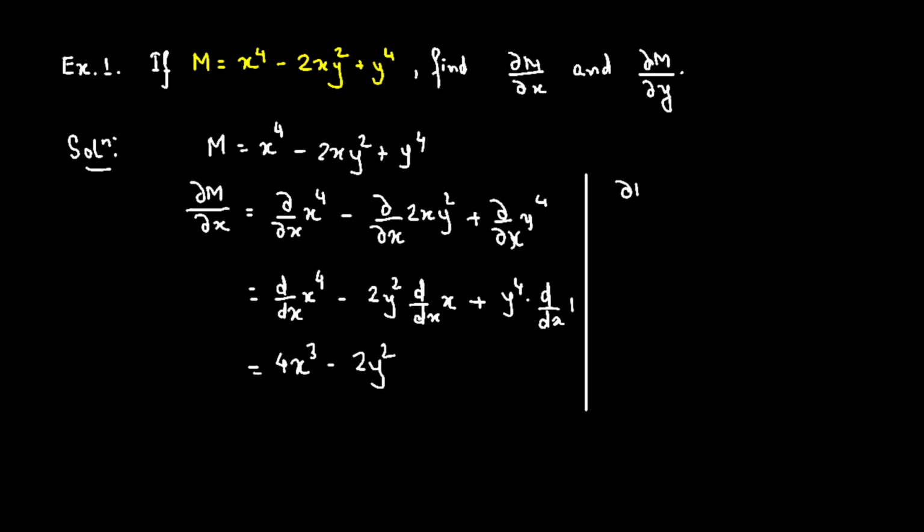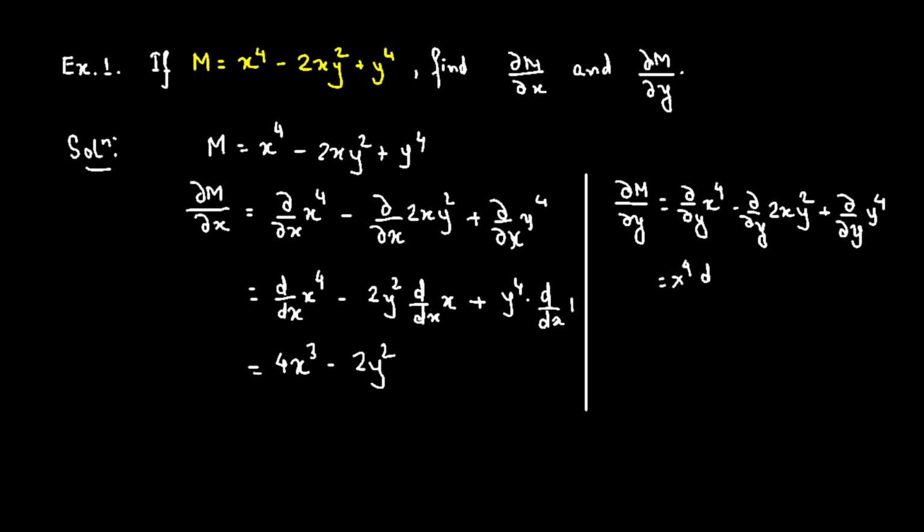So now we are going to partially differentiate m with respect to y. So we consider the function m and we're going to take ∂(x^4)/∂y minus ∂(2xy^2)/∂y plus ∂(y^4)/∂y. So the first term we can pull out x^4, that being a constant. So we have x^4 times d/dy of 1, minus 2x that is pulled out times d/dy, the differentiation of y^2 with respect to y, plus differentiation of y^4 with respect to y.